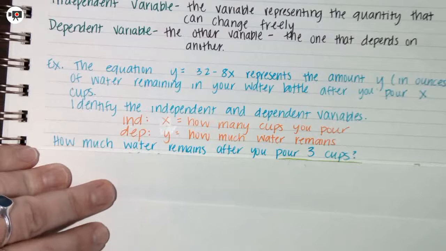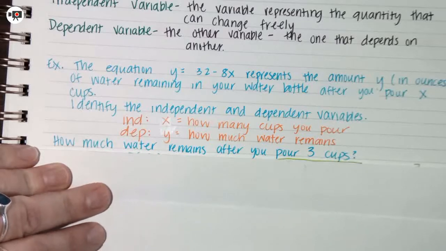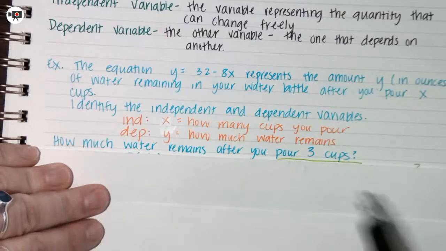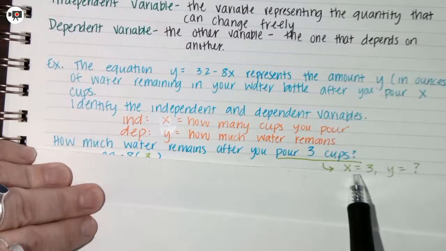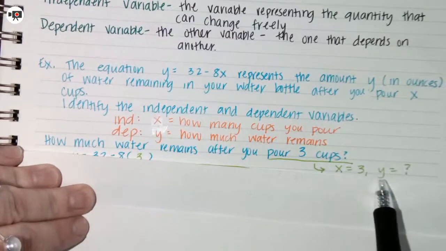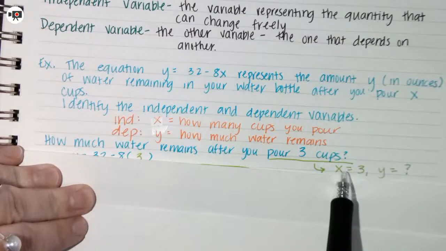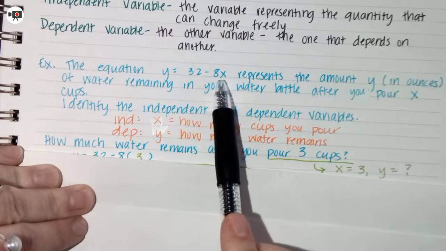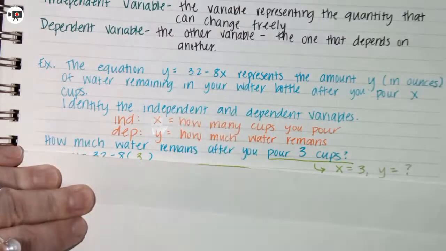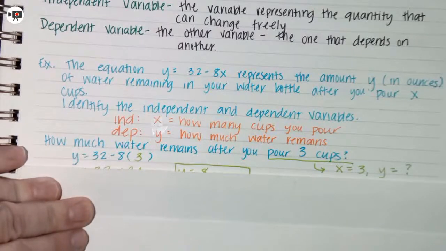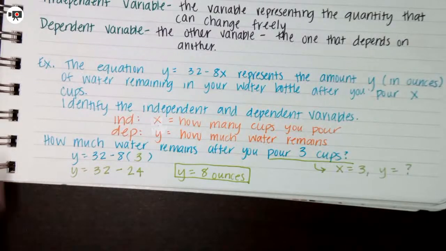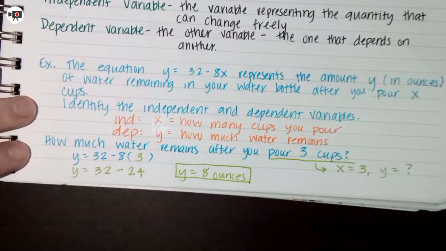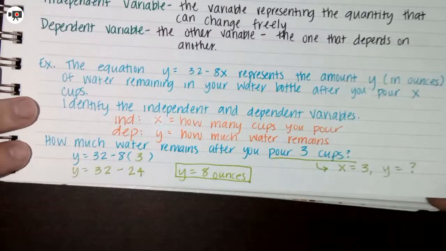Then I'm going to see how much water remains after I pour out 3 cups of water. So x is going to be 3, and we are looking for y. So I'm going to take x equals 3, plug it into my equation, and figure out what y is. So I have 32 minus 8 times 3. 8 times 3 is 24, and 32 minus 24 is 8. So I have 8 ounces left after I pour out 3 cups.